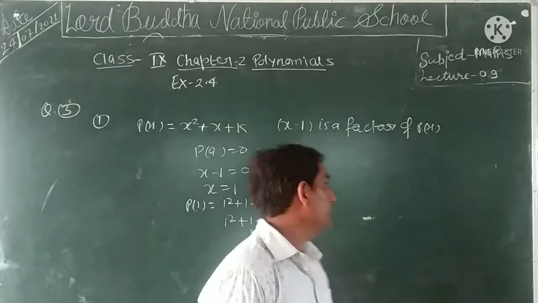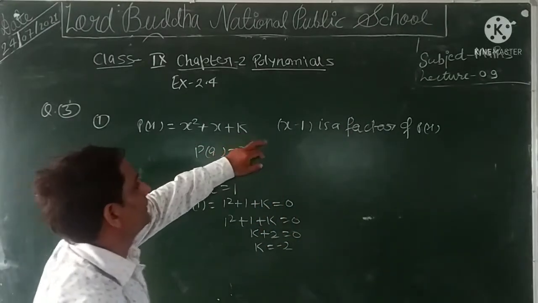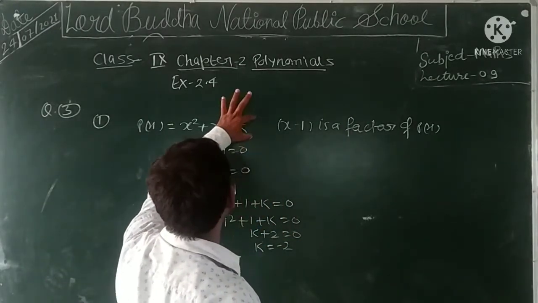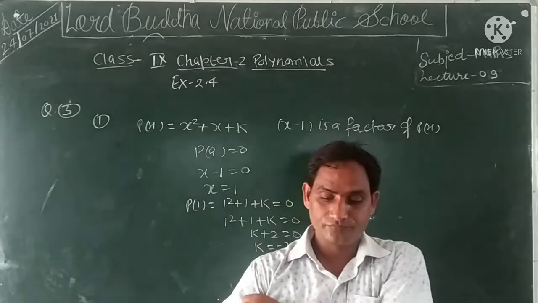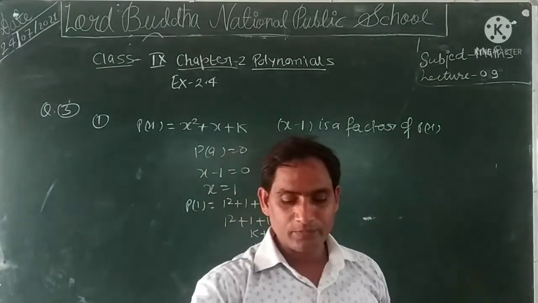Clear? If the value of k is minus 2, then x minus 1 is a factor of this polynomial. Now we see the second part of this question.